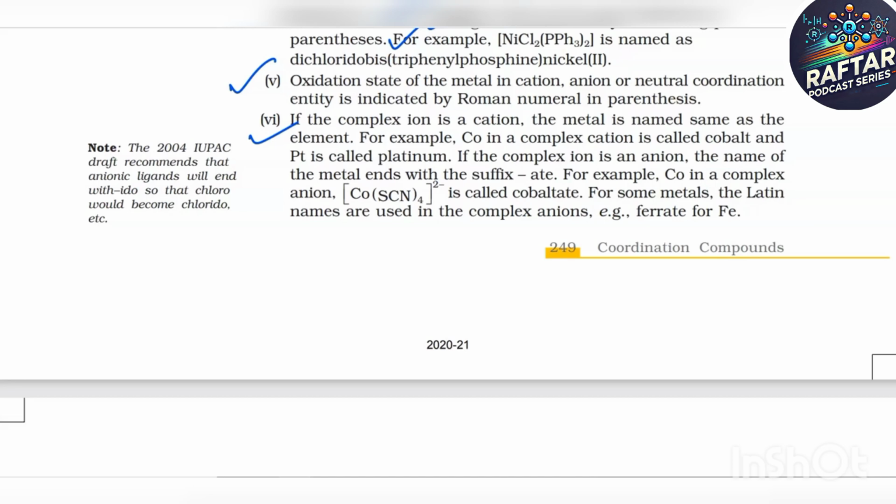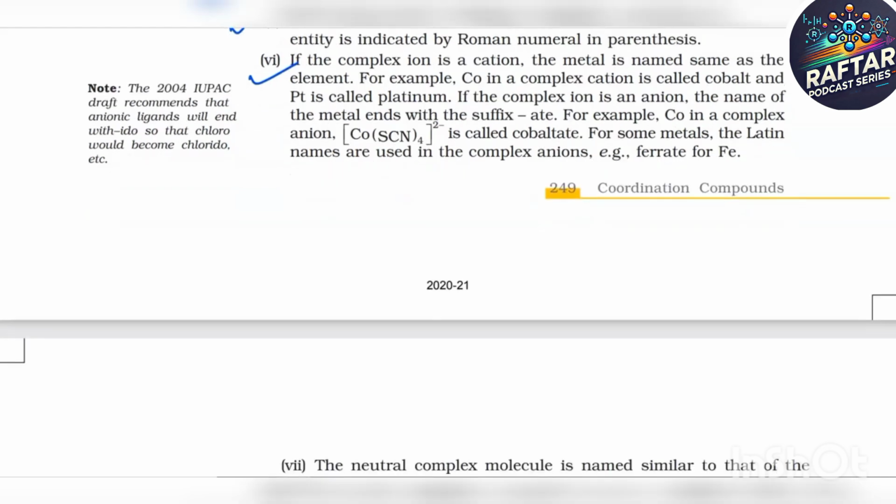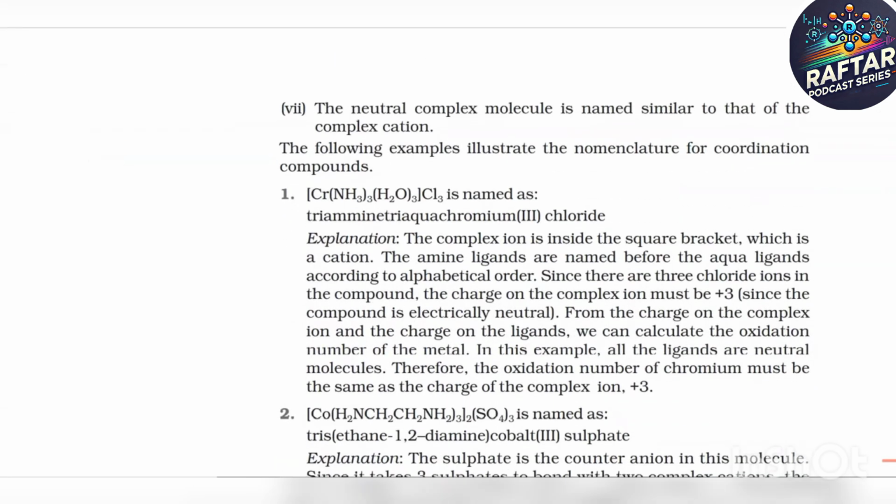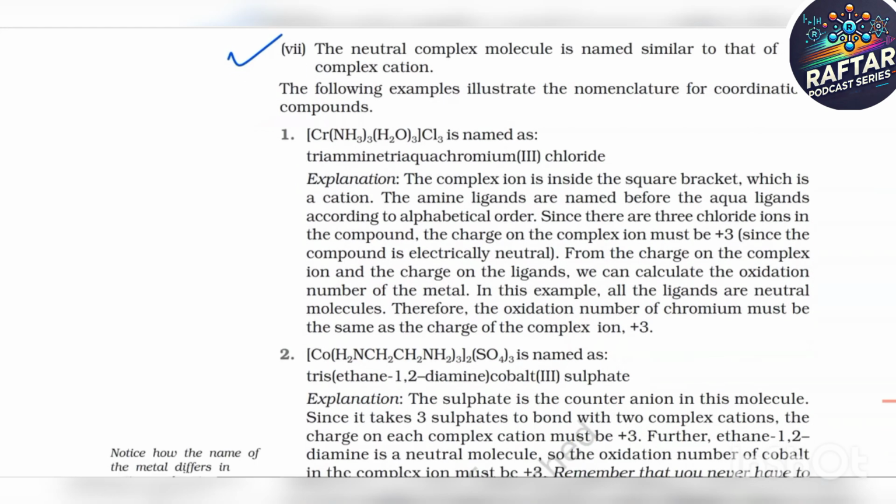For example, Co in a complex anion, [Co(SCN)4]2-, is cobaltate. For some metals, the Latin names are used in complex anions. Example, ferrate for Fe. 7. The neutral complex molecule is named similar to that of the complex cation. The following examples illustrate the nomenclature of coordination compounds.